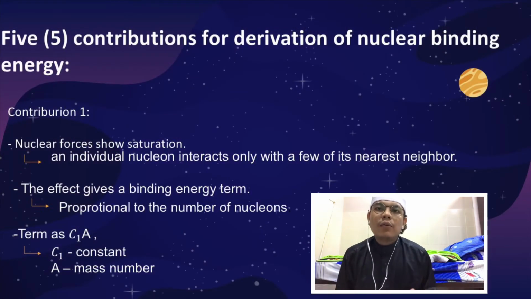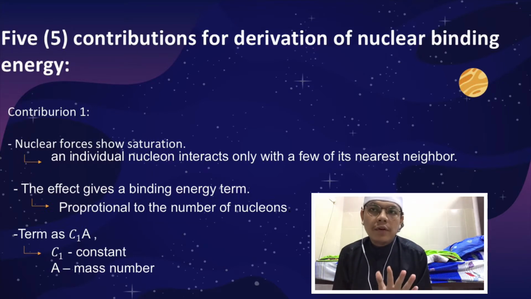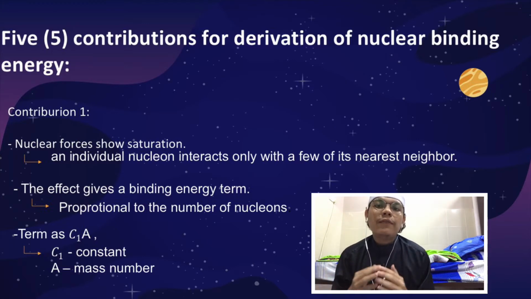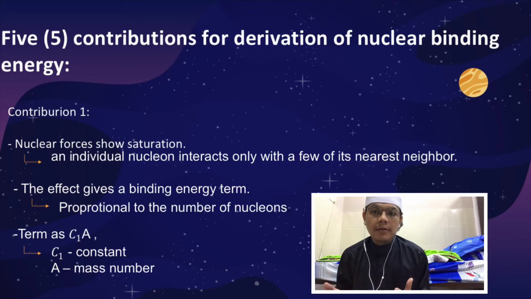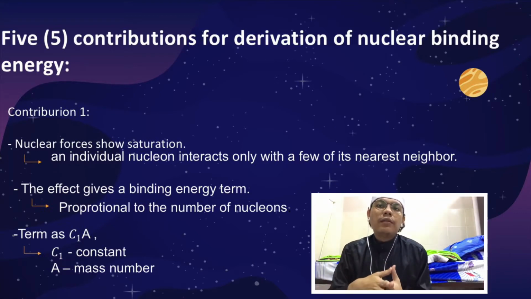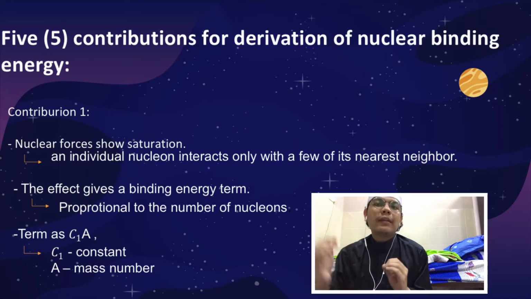Okay guys, so this is the slide where I mentioned previously the 5 contributions for the derivation of nuclear binding energy. So the first one is we have remarked that nuclear force shows saturation and an individual nucleon interacts only with a few of its nearest neighbors. So this effect gives a binding energy term that is proportional to the number of nucleons. So we can write this term as C1A, where C1 is an experimentally determined constant.